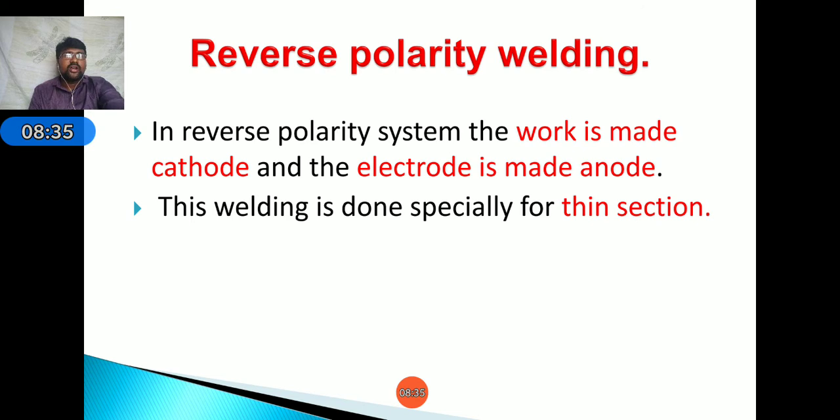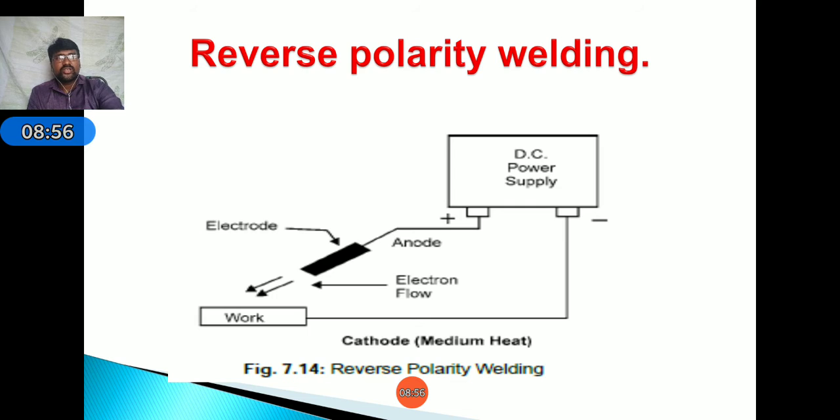Next, coming to reverse polarity, it is opposite to the straight polarity. Here, in straight polarity, the electrode is negative, but in this case, the electrode is positive and work is negative. In some cases, this type of polarity is preferable, where we have to weld the thin section. For that case, we prefer the reverse polarity welding. Observe in this diagram, the electrode is positive and work is negative.